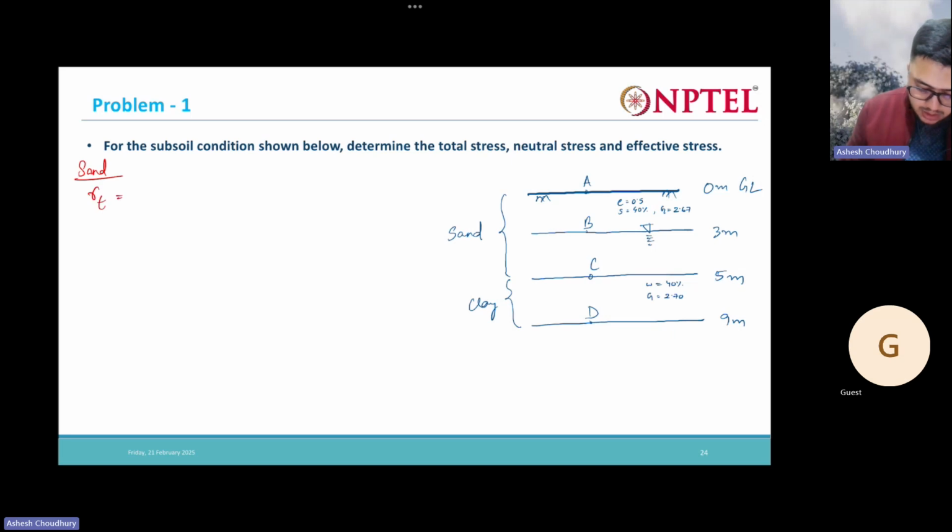What is the total unit weight? (G plus S e) by (1 plus e) times gamma w. We put the values. G is 2.67, S is 0.4, e is 0.5, gamma w is 9.81, and you will get this as 18.77 kN/m cube. And gamma saturated we can get with S equal to 1, so saturated is (G plus e) by (1 plus e) times gamma w, and we'll get this as 20.73.